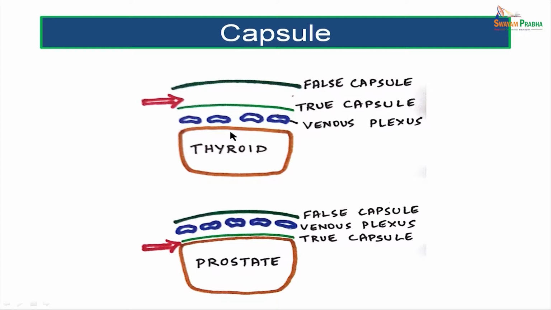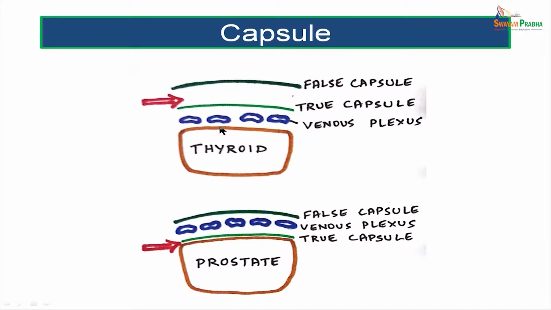In the case of the thyroid gland, this is in contrast to what you have seen in the prostate gland. In the prostate gland, you find a venous plexus between the false capsule and the true capsule. The true capsule is adherent to the glandular tissue and the venous plexus is between the two capsules. Whereas in the thyroid, the venous plexus is deep to the true capsule, adjacent to the glandular tissue.